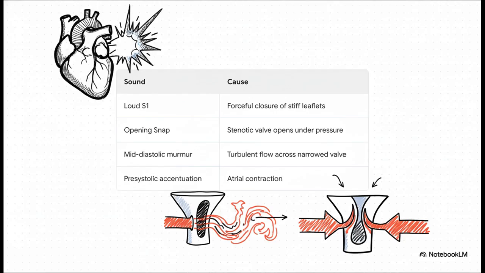That's followed by a low-pitched, rumbling murmur in mid-diastole, which is the sound of blood struggling to get through that narrowed opening. And finally, if the patient is in a normal rhythm, you might hear a pre-systolic accentuation. That's the atrium giving one final kick to push the last bit of blood through. Every single sound tells a piece of the story.